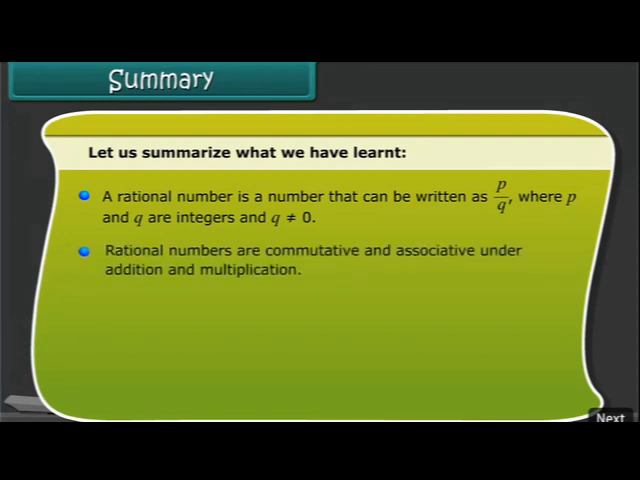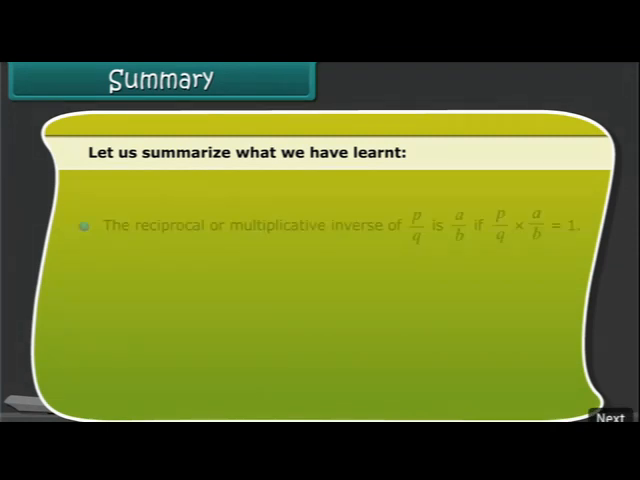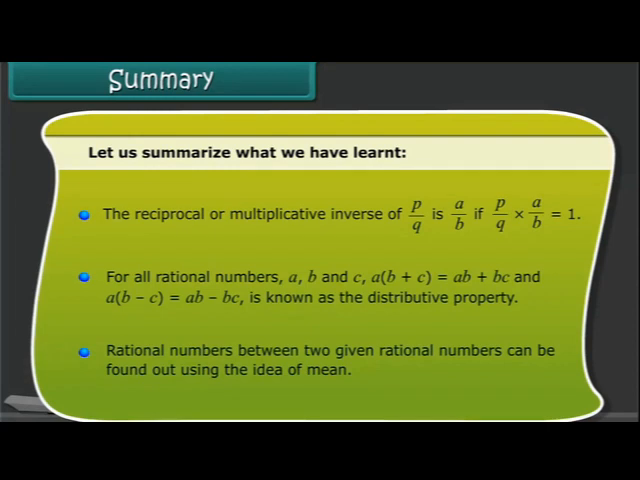Rational numbers are commutative and associative under addition and multiplication. 0 is the additive identity for rational numbers. 1 is the multiplicative identity. The reciprocal or multiplicative inverse of a number is also called its multiplicative inverse.